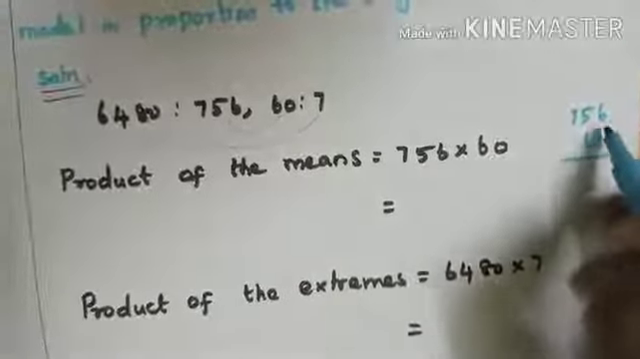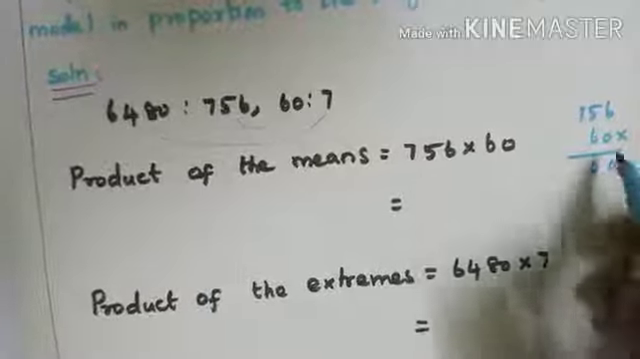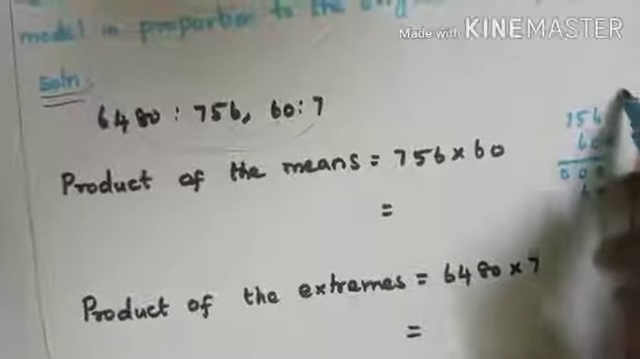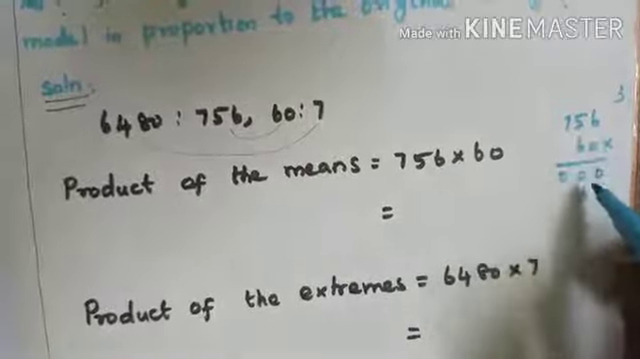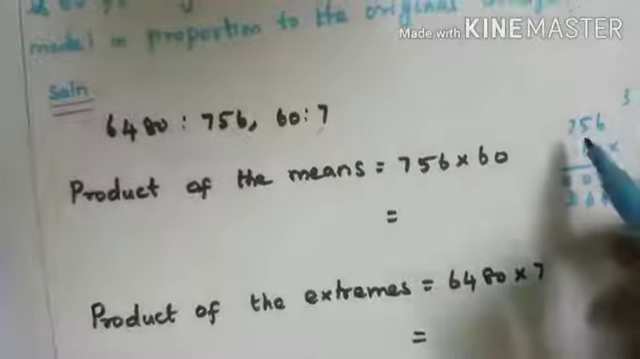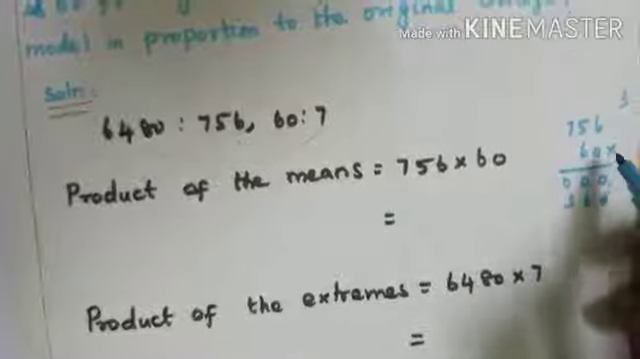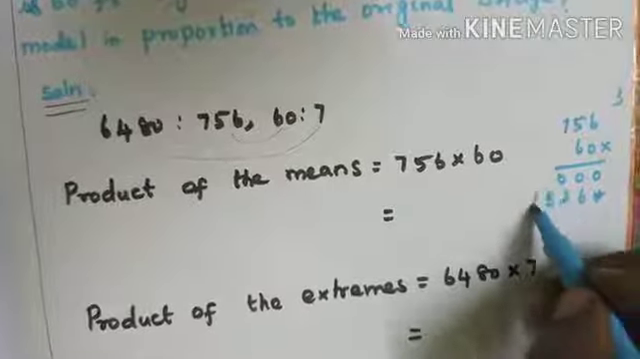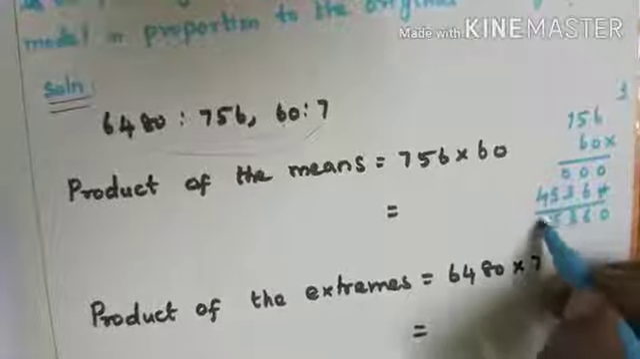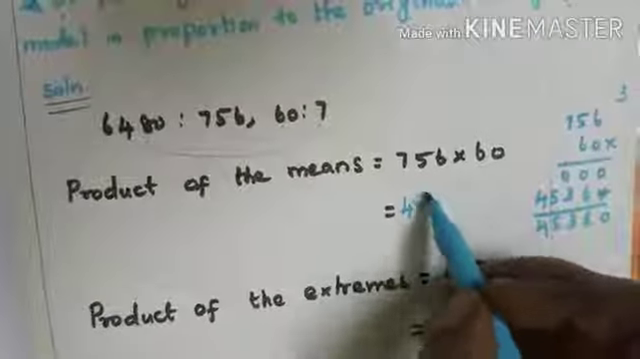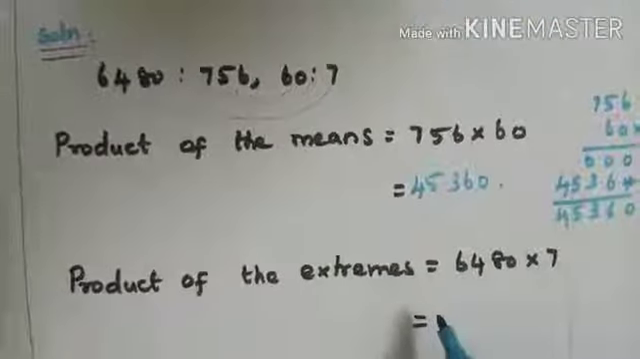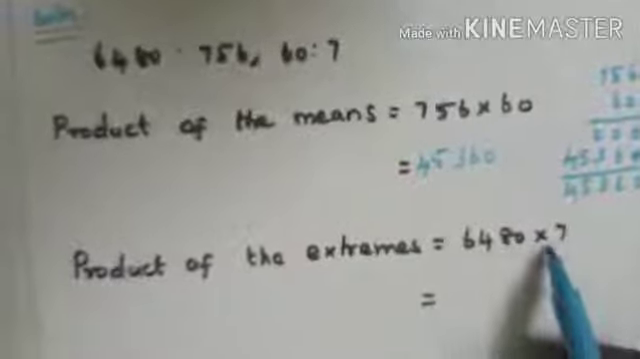So when we are multiplying, 6 0s are 0, 5 0s are 0, 7 0s are 0. Next 6 6s are 36, and 3 left over. 5 6s are 30, plus 3, 33, and 3 left over, and 7 6s are 42, plus 3 is 45. Therefore the answer is 45,360. Next, the product of extremes equal to 6,480 into 7.